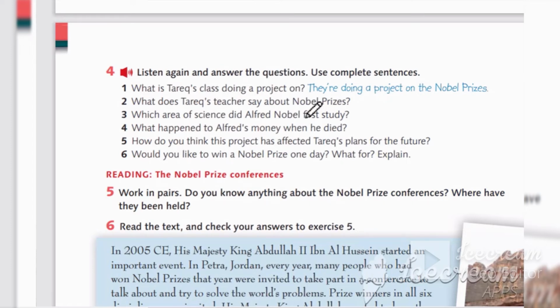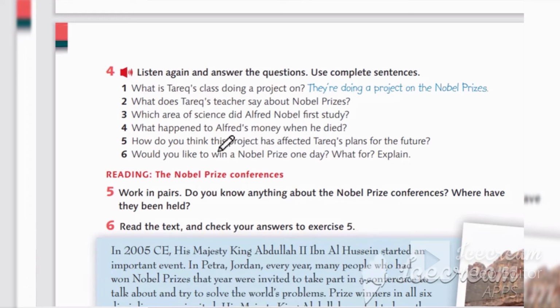Okay. Which area of science did Alfred Nobel first study? Excellent. He studied chemistry. كيمياء. He studied chemistry. What happened to Alfred's money when he died? What happened to his money? He left over $9 million for the Nobel Prize. So they are for the annual prizes in chemistry and literature, physics and peace.